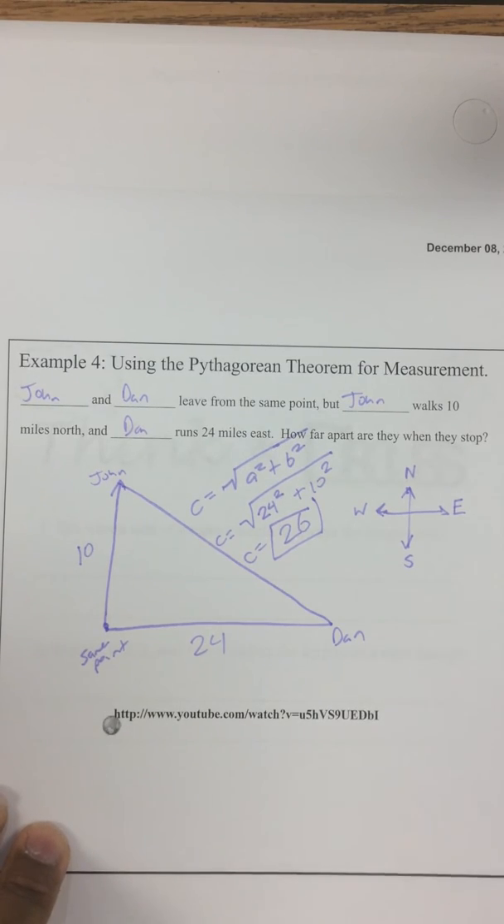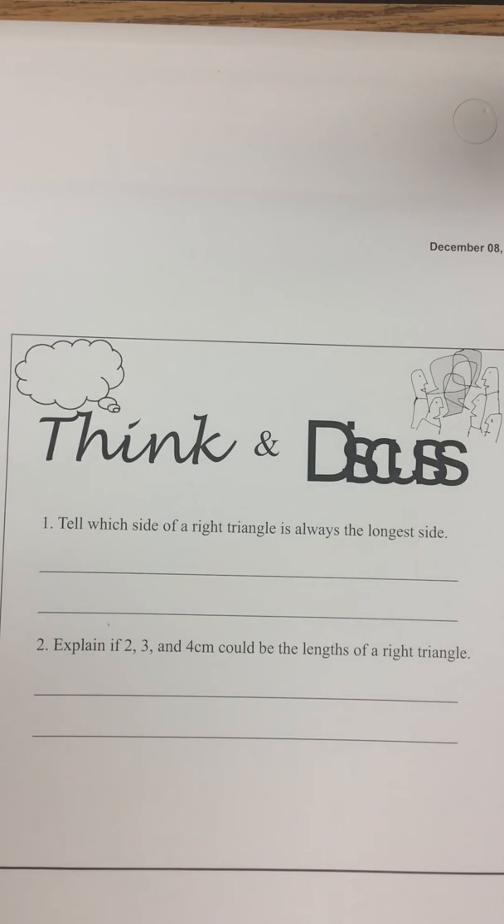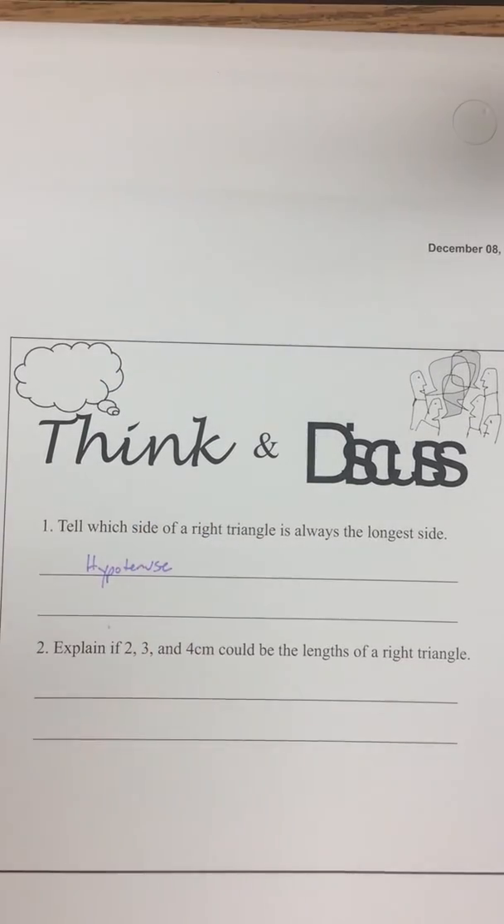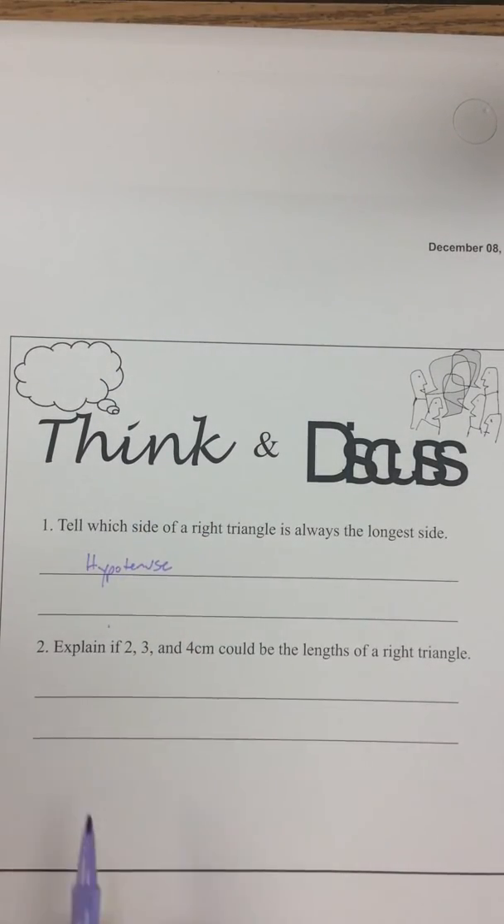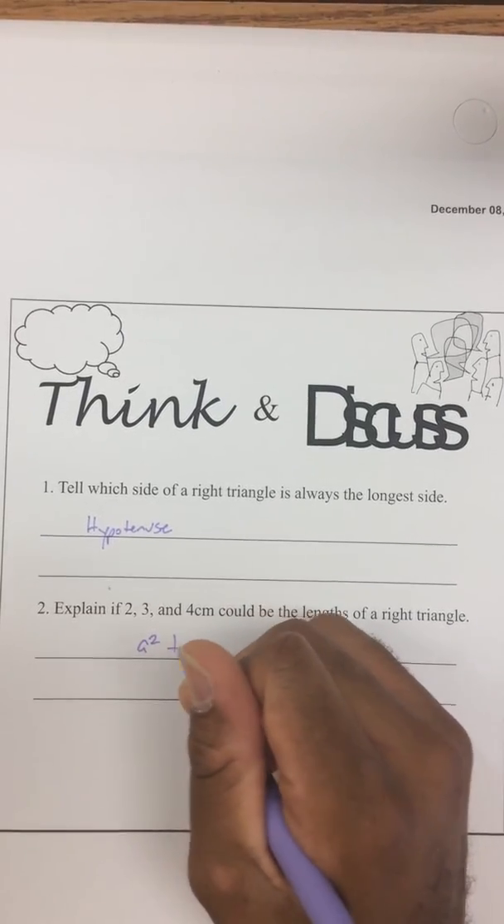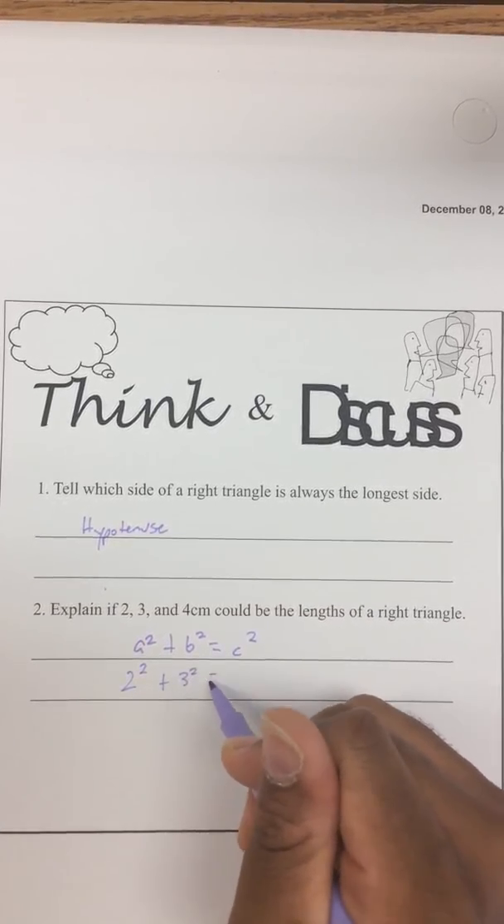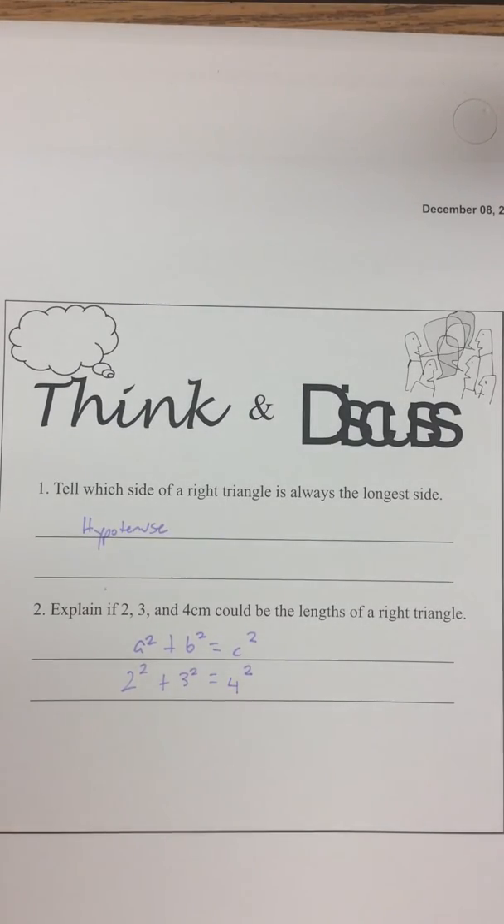Alright? So, think and discuss. You guys tell me which side of a right triangle is always the longest side. Is it the leg or the hypotenuse? If you said the hypotenuse, you are correct. Okay? And if you have a problem like this where they give you the three numbers, all you have to do is just use the formula a squared plus b squared equals c squared. Put in your numbers. Alright. And I solve it, put it all in the calculator.